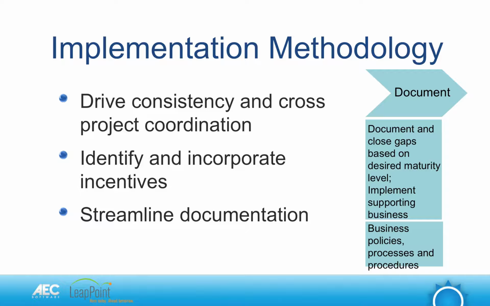Once you're done and you've assessed your organization, then you're going to want to document. You're going to want to identify the gaps from where you are to where you want to be. And you're not only going to identify those gaps, but you're going to document ways to close those gaps so that you could start to move the organization to the maturity level that you desire. One way to do that is by implementing supporting business policies, processes, and procedures to guide your organization to your desired level. And when you do that, I really want you to think about driving consistency and cross-project coordination.